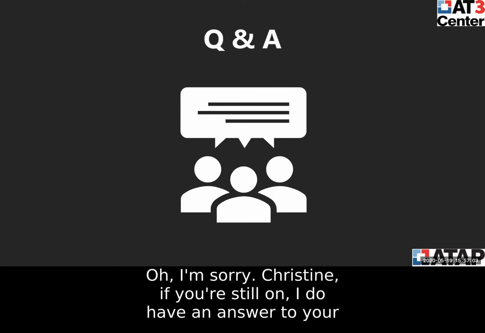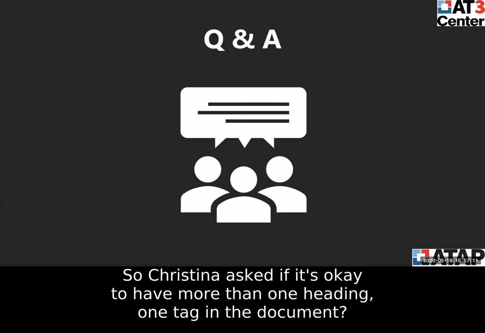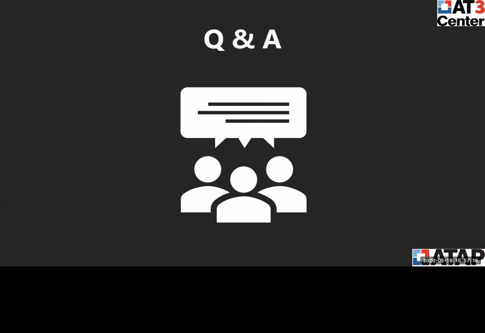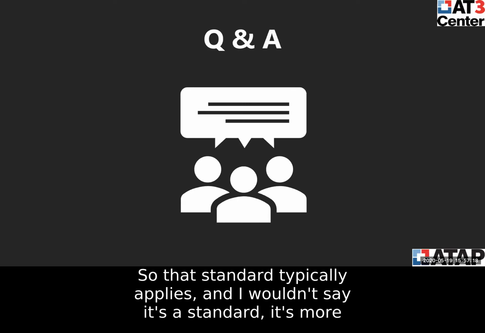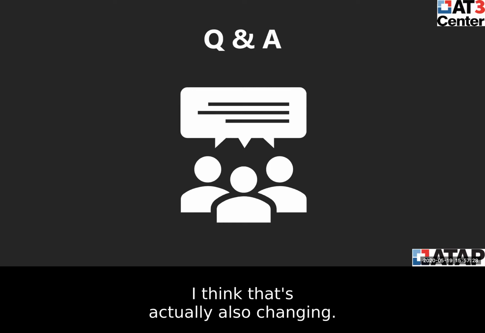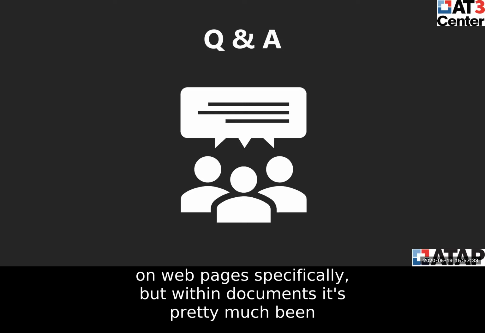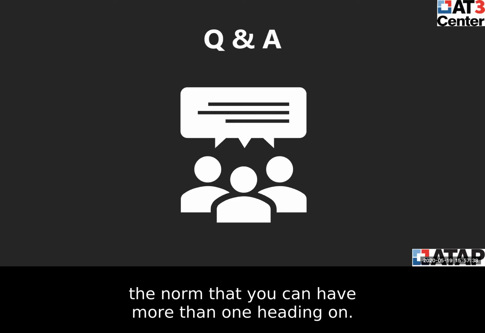Oh, I'm sorry, Christina, if you're still on, I do have an answer to your question since it looks like we have some time. Christina asked if it's okay to have more than one heading one tag in a document. That typically applies, and I wouldn't say it's a standard, it's more of a best practice. But on web pages, we're told to only have one heading one. I think that's actually also changing, so you might start hearing different information about that on web pages specifically, but within documents, it's pretty much been the norm that you can have more than one heading one.